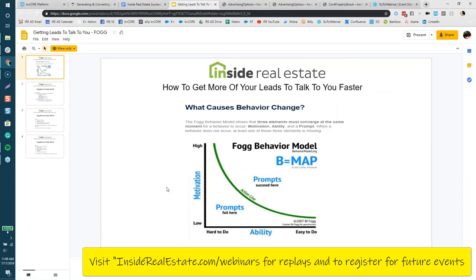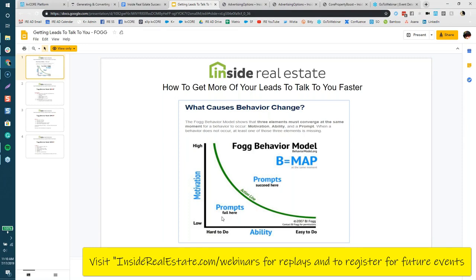And what the model says is that there are 3 elements that must converge at the same moment for a behavior to occur. His formula is behavior equals motivation, ability, and a prompt. And when a behavior does not occur, at least one of those elements is missing. When I saw this, I said, whoa, this is cool, because this really helps us understand some of the human nature and some of the reasons why when we generate an internet lead for real estate, for example, that person isn't really looking to talk to us right away.